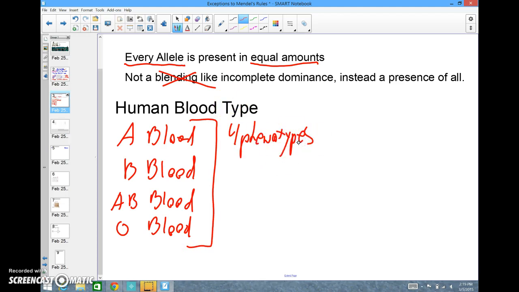So let's talk a little bit about what these phenotypes actually are. So when it comes to human blood, okay, you actually have red blood cells. And your red blood cells, like any blood cell, will have proteins on the surface.